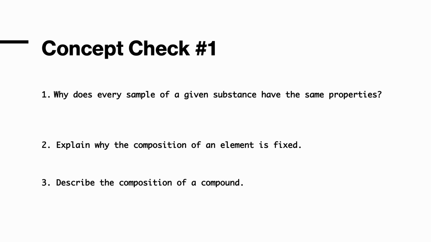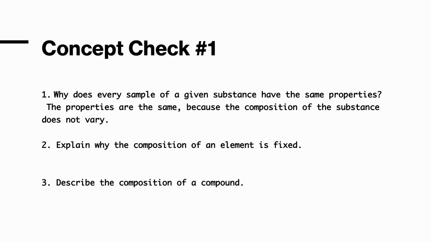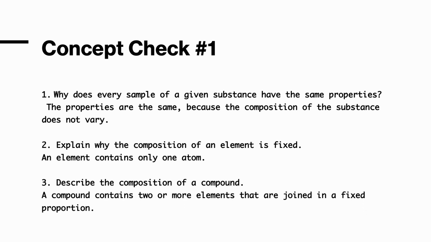Question 1. Why does every sample of a given substance have the same properties? The properties are the same because the composition of the substance does not vary. Question 2. Explain why the composition of an element is fixed. An element contains only one type of atom. Question 3. Describe the composition of a compound. A compound contains two or more elements that are joined in a fixed proportion.